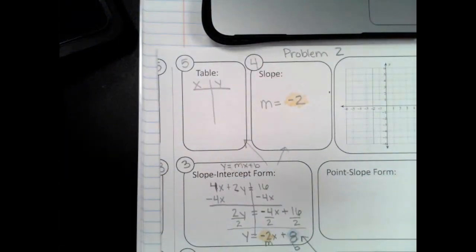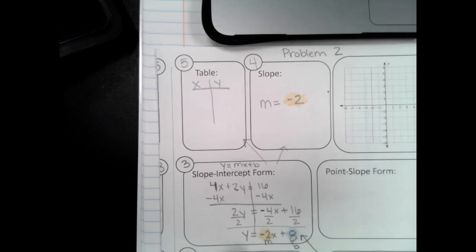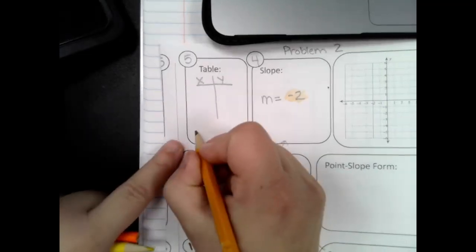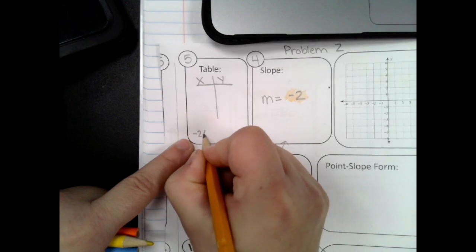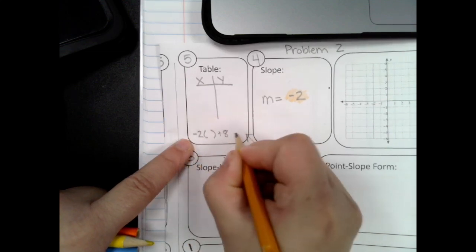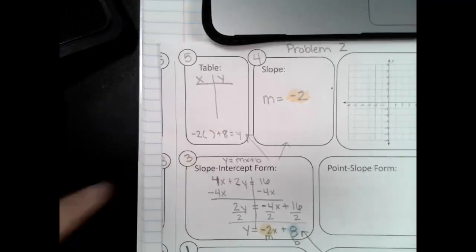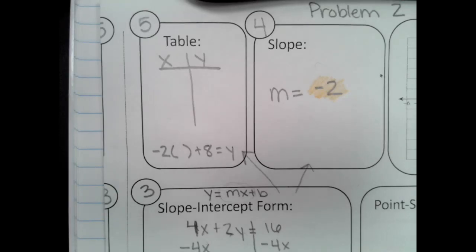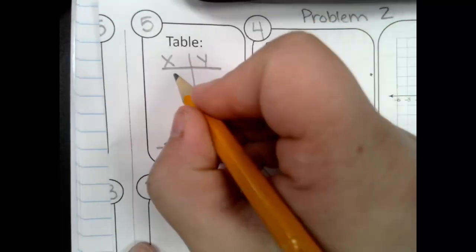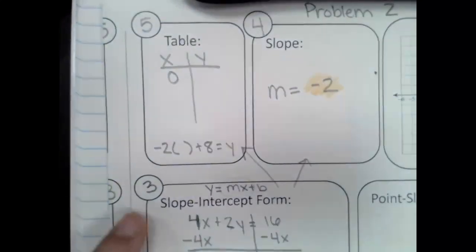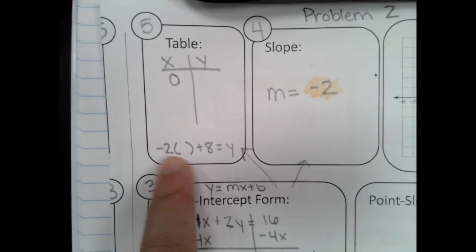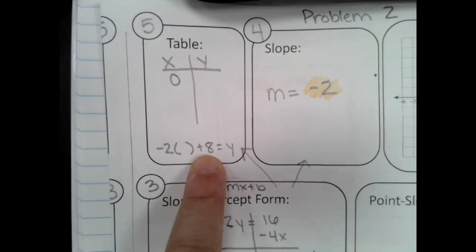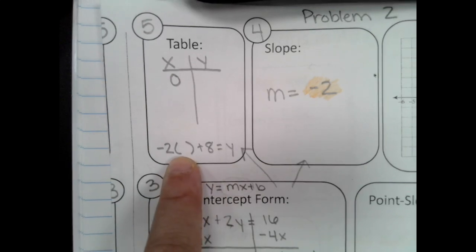And for our table, what I'm going to do is take that slope-intercept form, -2x plus 8, and write it as -2 parentheses plus 8 will equal the y. So we're going to pick some numbers for x, preferably some numbers that are easy to graph, because we do need to do that graphing at some point. We can start with 0, though, because that one should give us our y-intercept. If I do -2 times 0 plus 8, what's -2 times 0? 0. 0 plus 8? 8. That's my y-intercept.